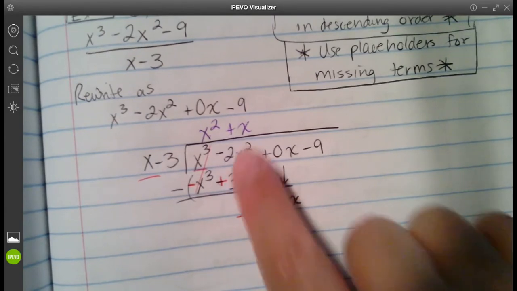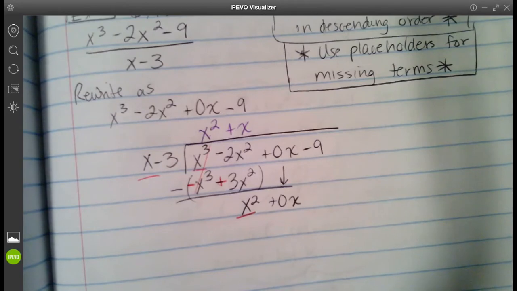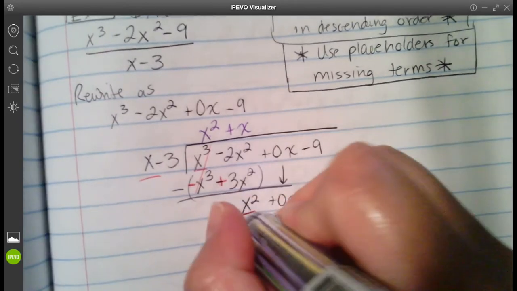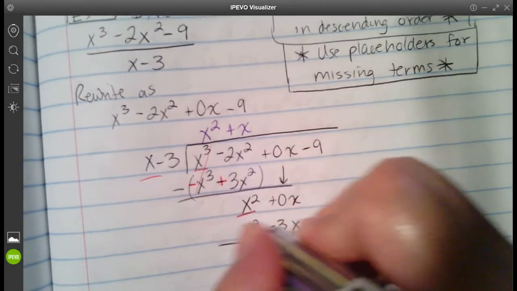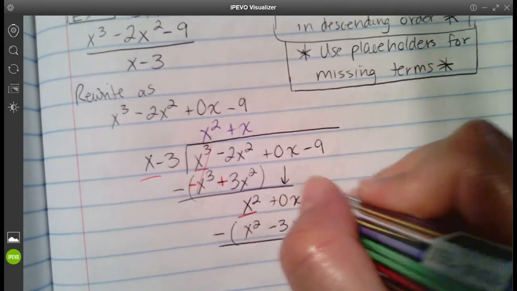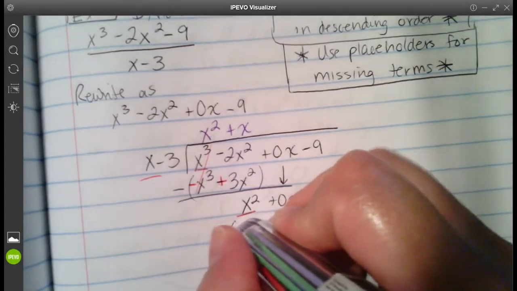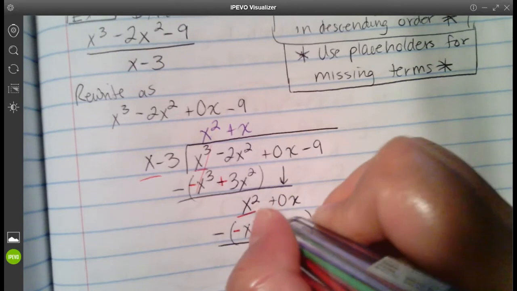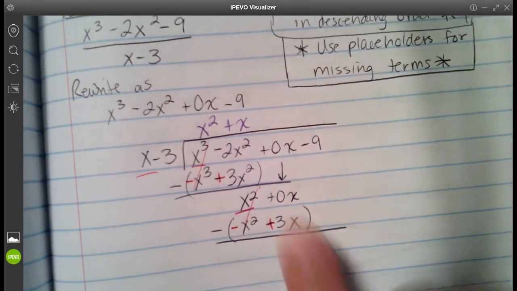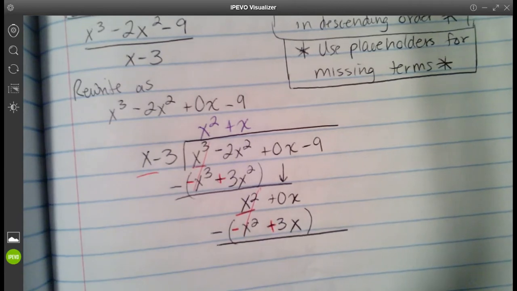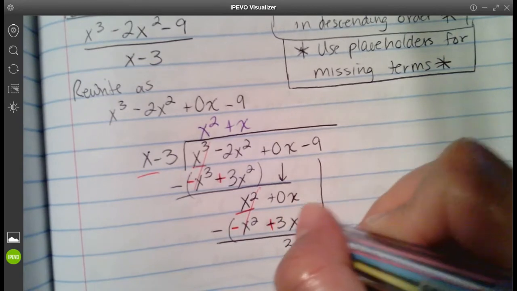Okay, multiply this x times x minus 3 is x squared minus 3x. Okay, and then we subtract just like we did before. So that one becomes negative, that one becomes positive. This one is gone. 0 plus 3x is, well, 3x. Okay. Bring down the last term.